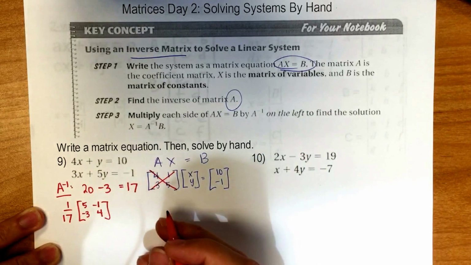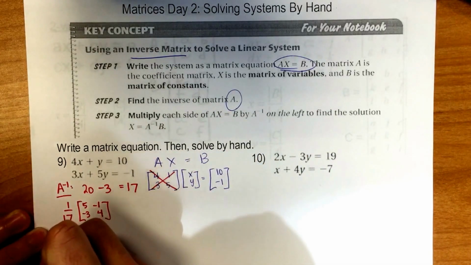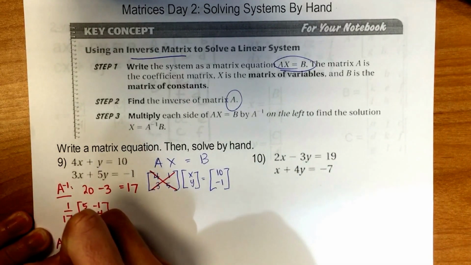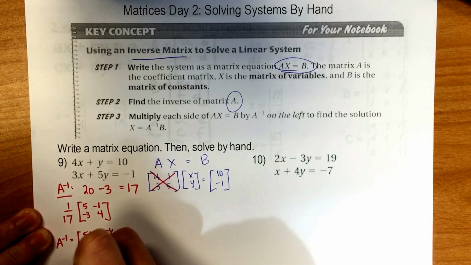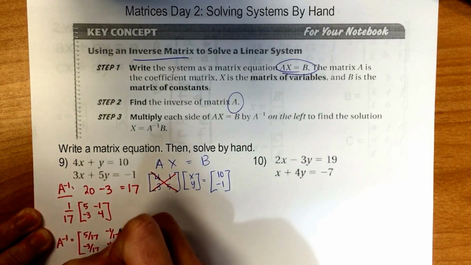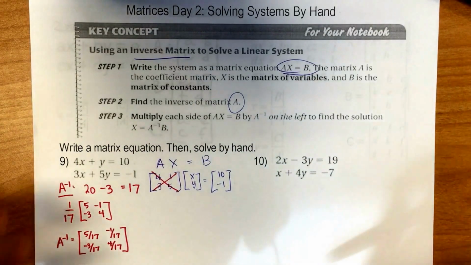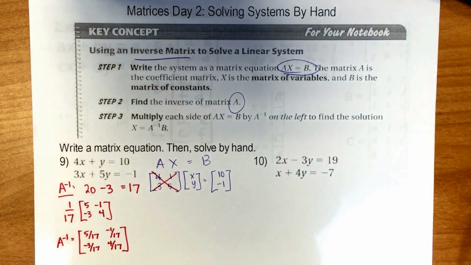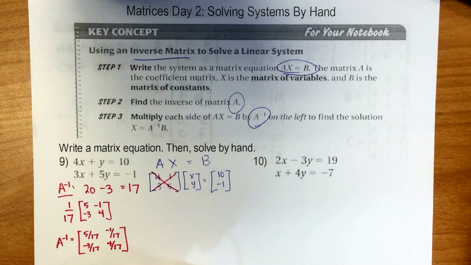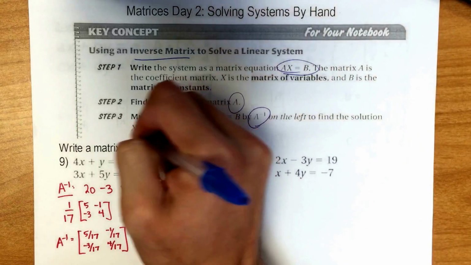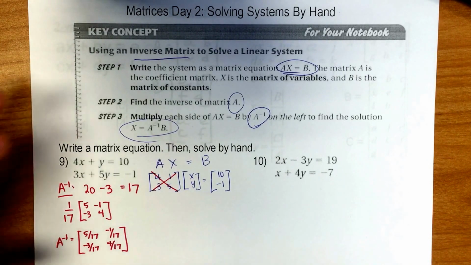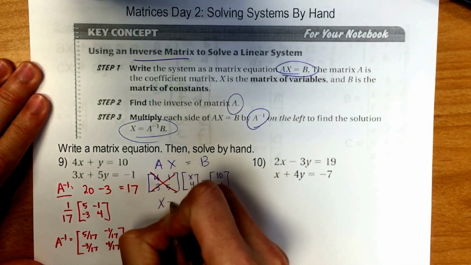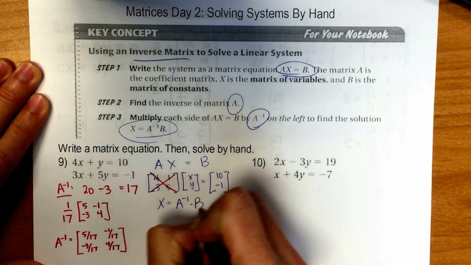If I distribute the 1/17 into the matrix, I get the inverse of A would be 5 over 17, negative 1 over 17, negative 3 over 17, and 4 over 17. So that is the inverse of matrix A. In order to solve the system, you are going to take A inverse and multiply it by matrix B. So we're going to rewrite the matrix equation in the form X equals A inverse times B. So X equals A inverse times B.